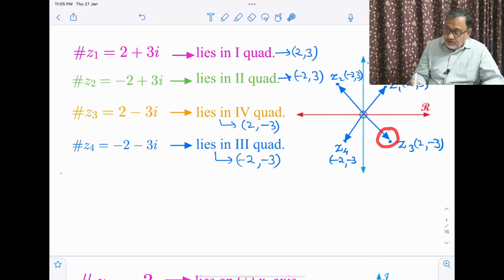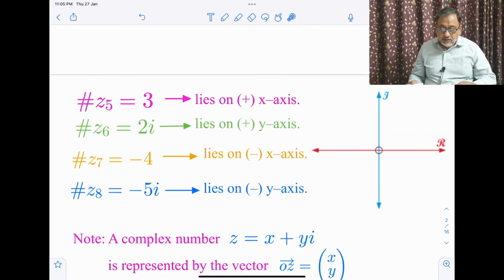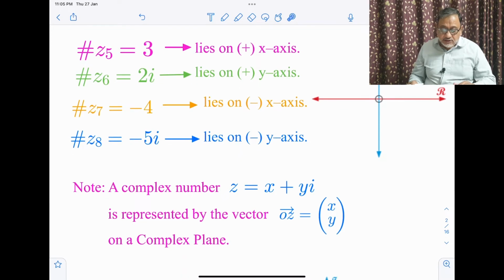Z3 will be in the fourth quadrant because I took Z3 as 2 minus 3i. And Z4 will be in the third quadrant, which is represented by the point (-2, -3). Okay, so I hope this is clear to you. Now let us again represent the other complex numbers which are purely real or purely imaginary.